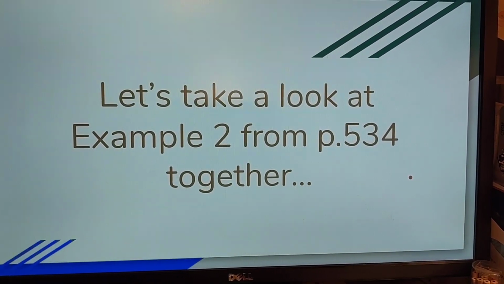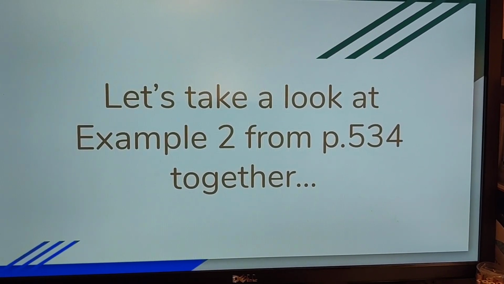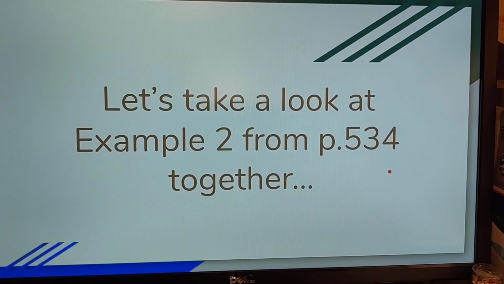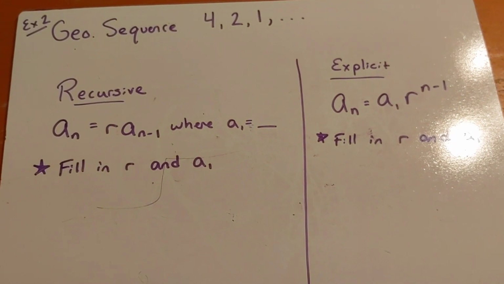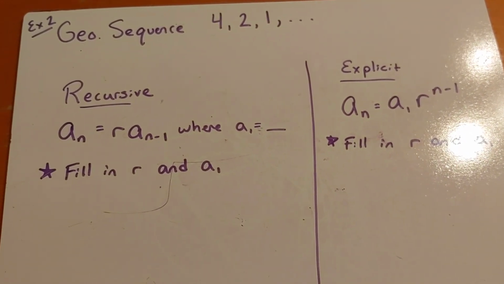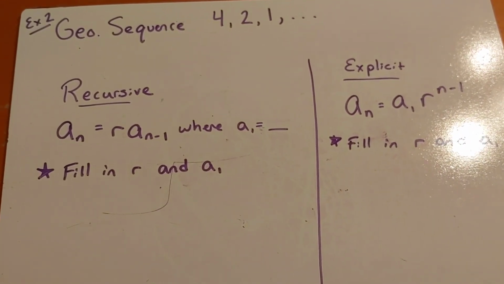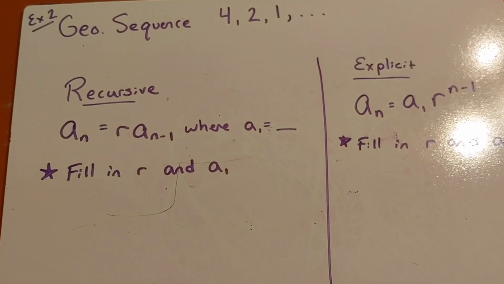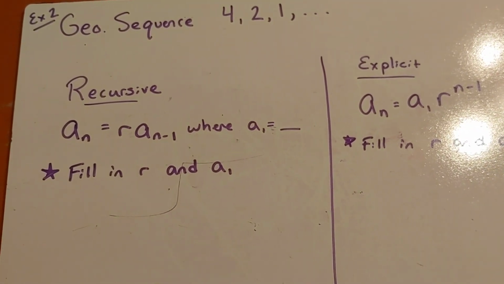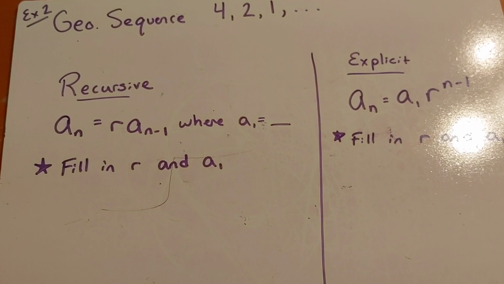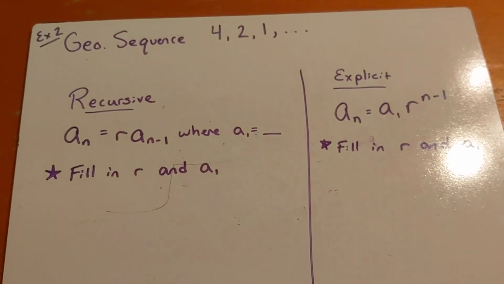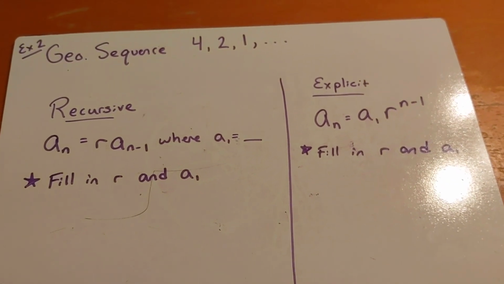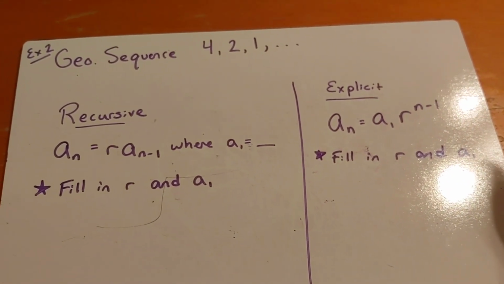All right, let's go ahead together and take a look at example 2 from page 534 at this time. If you are following along in your book, I'm on page 534, and example 2 reads, write both a recursive formula and a simplified explicit formula for the geometric sequence 4, 2, 1, ... All right, so first of all, I just want to identify some of my key pieces.